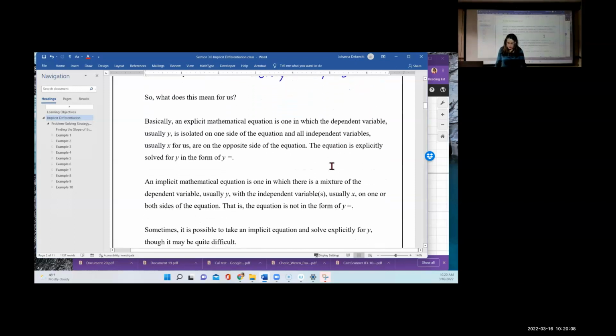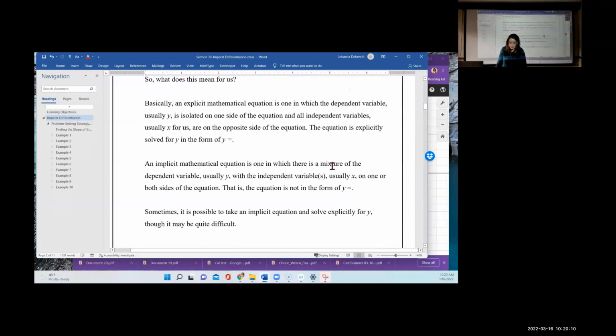So what is that going to mean for us? For us, it means that we're going to have to take the derivative in the form that it is and still find a way to get towards the dy dx, which is the derivative of y with respect to x. So we're still going to have to be able to get to our dy dx, even though it is not solved for y.